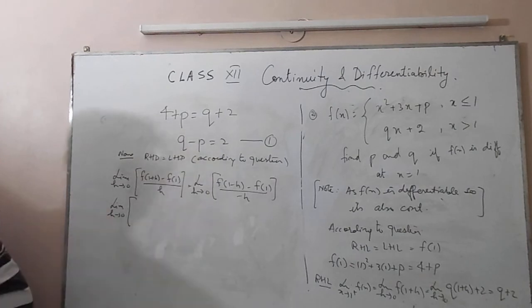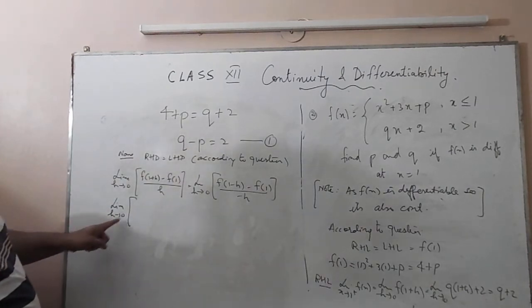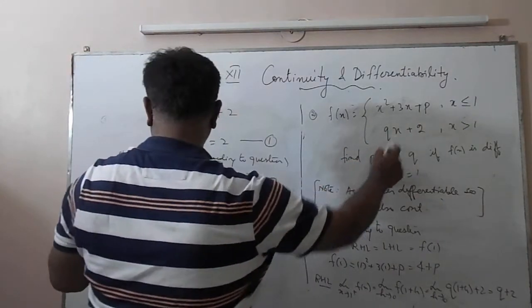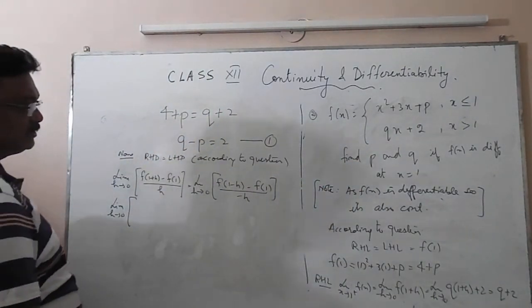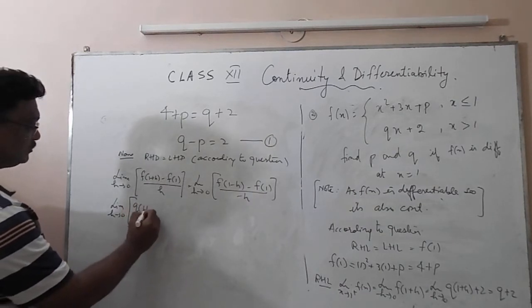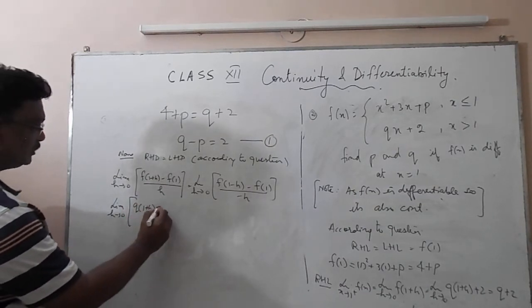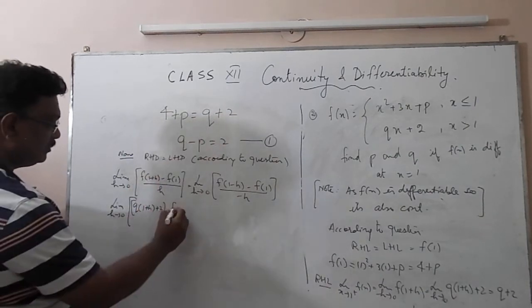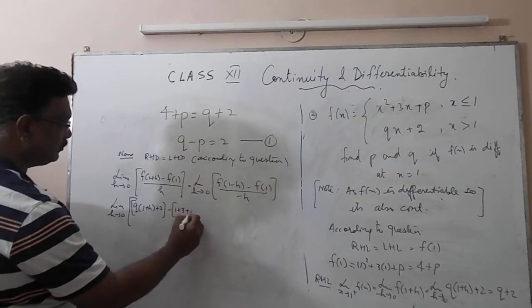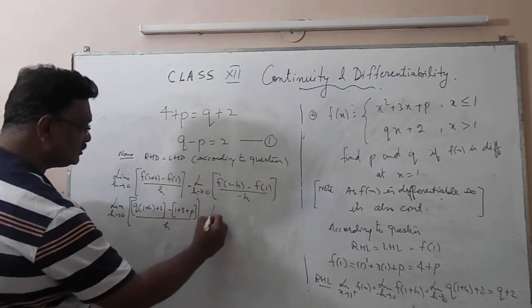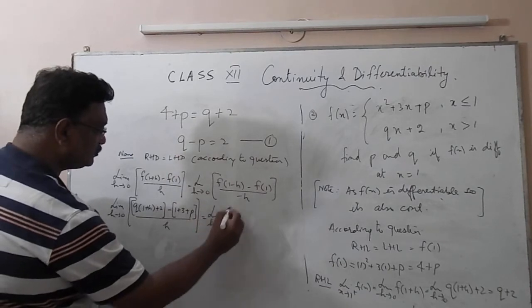Limit h tending to 0, f(1+h) we have to apply in this function, q times (1+h) plus 2 minus f(1) which is 1 plus 3 plus p, divided by h is equal to limit h tending to 0.